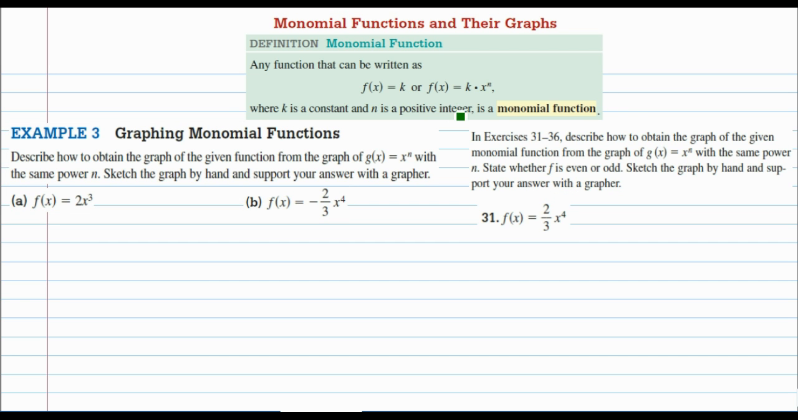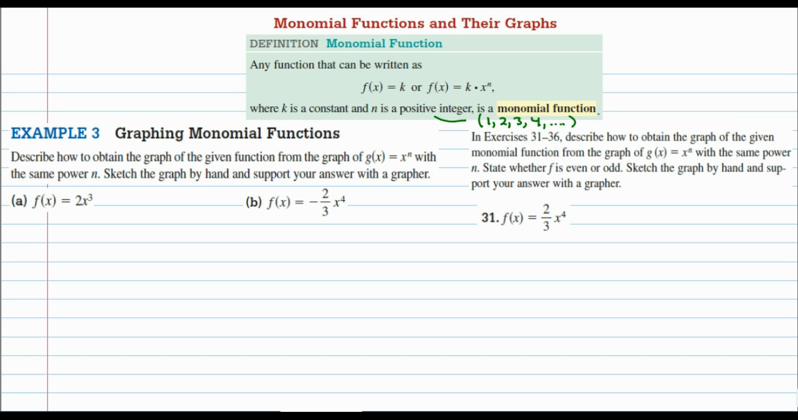So in other words, a positive integer would be 1, 2, 3, 4, and so on. So no more fractions, no more negatives. Monomial functions are only positive integers. Now they are also power functions, they're just a more specific power function. So let's look at example 3.